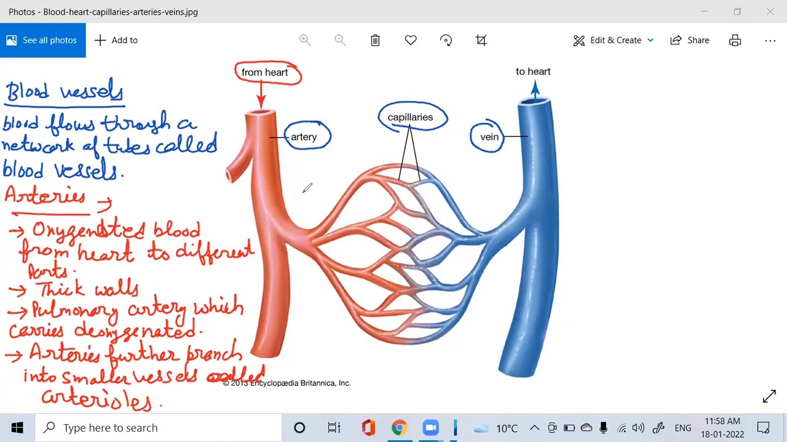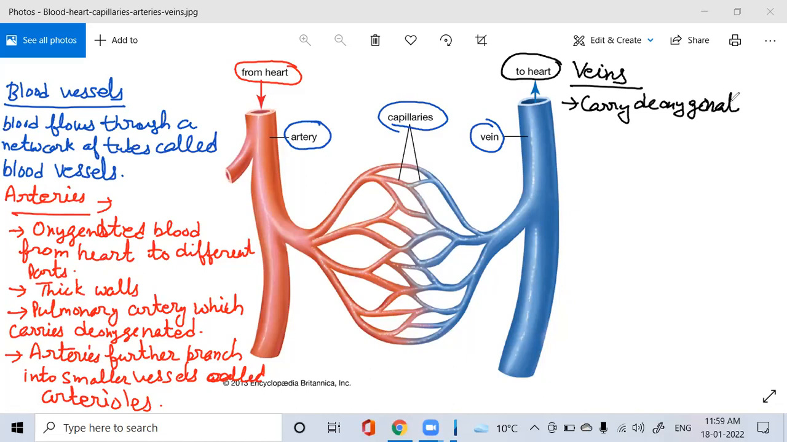Now we are going to discuss veins. You can see here, they are carrying the blood to the heart. That means the blood will not be under high pressure as in the case of arteries. So they will be thin walled. Thick walls are not required here. First of all, we must write that they carry deoxygenated blood.